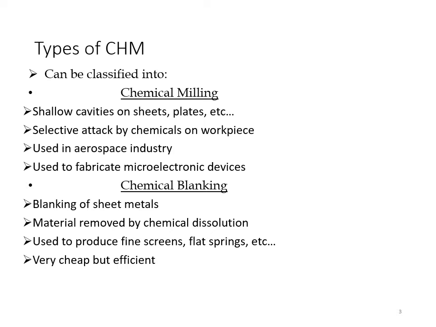Generally, chemical machining process can be classified as chemical milling and chemical blanking process. Chemical milling process is mainly used to perform shallow cavities on sheets, plates, etc. It can also be used to selectively attack the workpiece with chemicals. Mainly it is used in the aerospace industries, and to fabricate microelectronic devices.